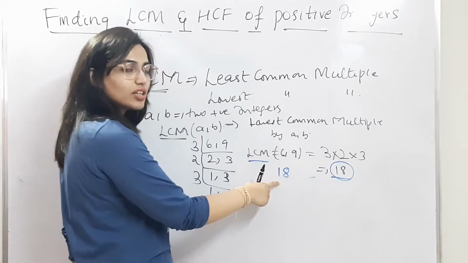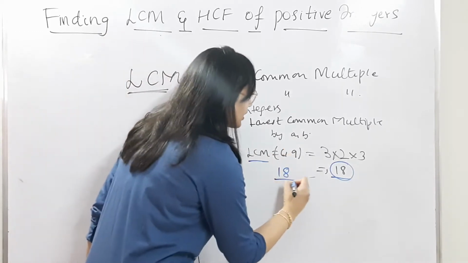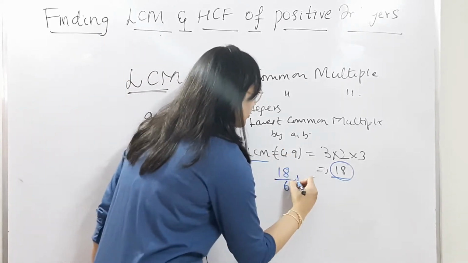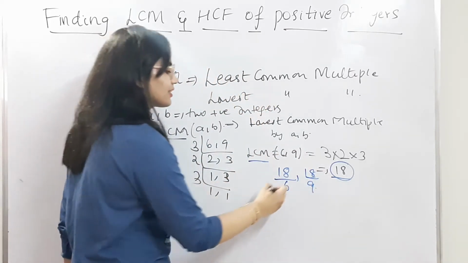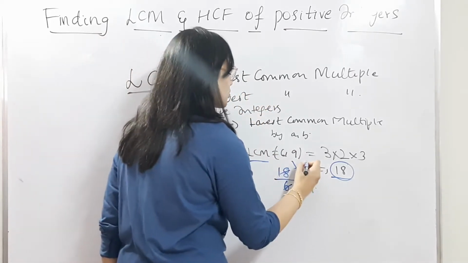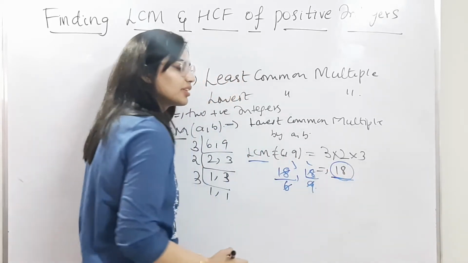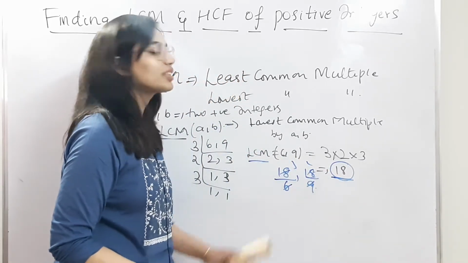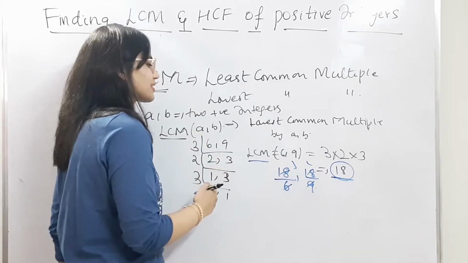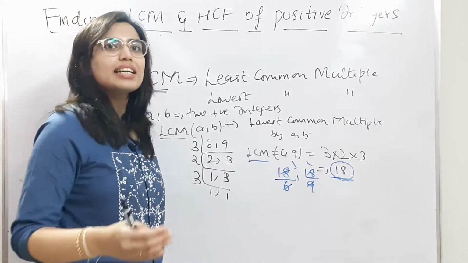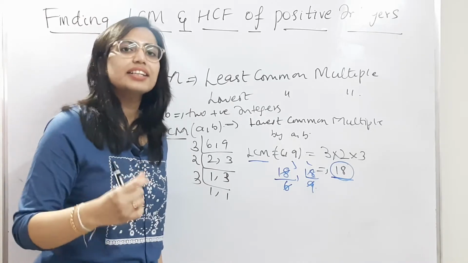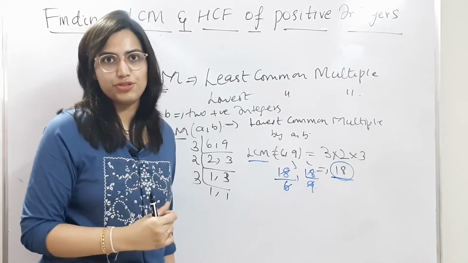18 is the lowest common multiple that is divisible by both 6 and 9. That is 6 3s and 6 2s. This is the lowest common multiple that is divisible by both 6 and 9. That is the concept of LCM. HCF means the highest common factor that divides those two numbers.